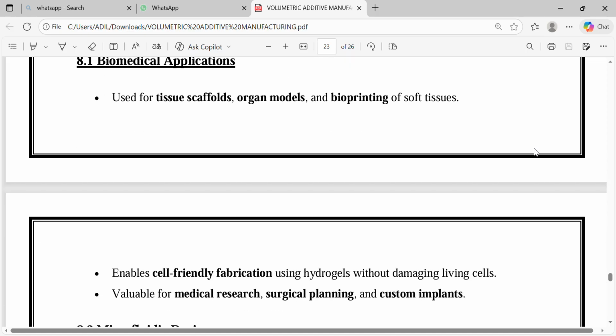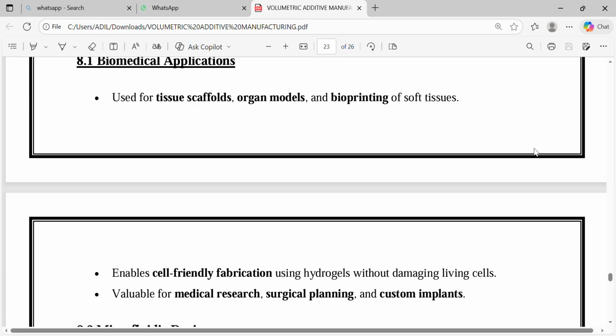First one is the biomedical application, used for tissue scaffolds, organ models, and bioprinting of soft tissues. In tissue scaffolds, WAM enables the use of biocompatible materials and its applications are found in regenerative medicine. It enables cell-friendly fabrication using hydrogels without damaging living cells. Cell-friendly fabrication in WAM enables gentle processing conditions which are suitable for cell encapsulation.